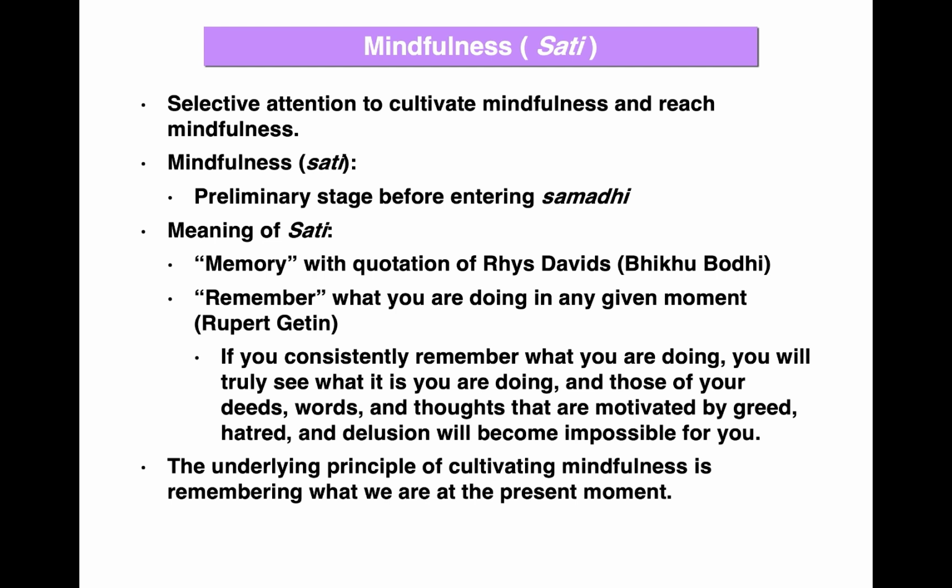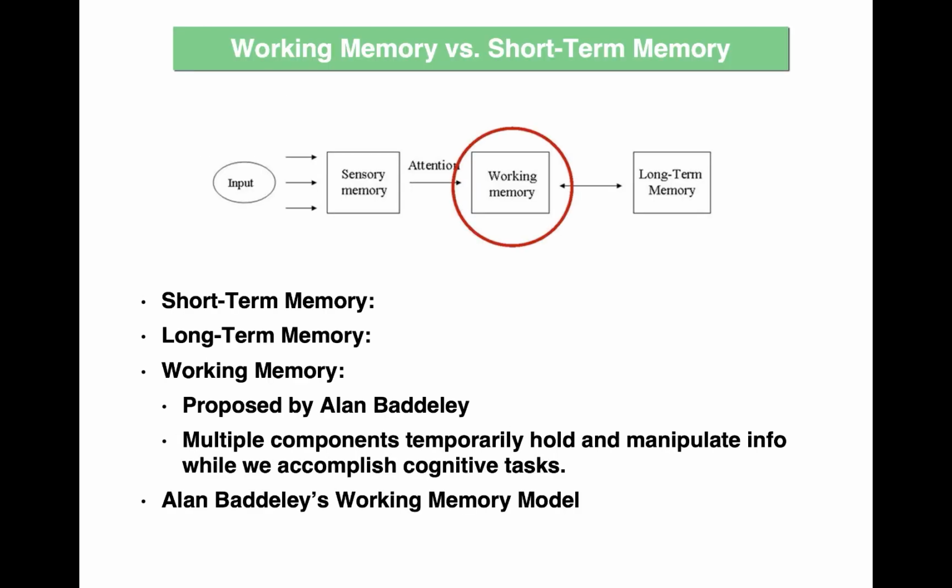So attention selects some of the information available in the various sensory memory systems for further processing, transforming the selected information into a meaningful representation in working memory. Working memory we studied. Short-term memory refers simply to the temporary storage of information, and long-term memory stores information over a long period of time.